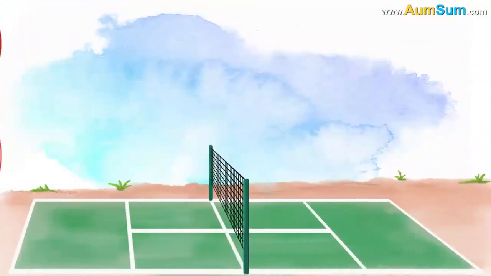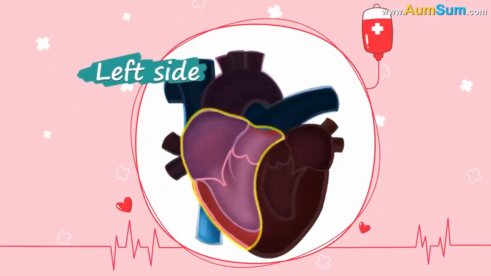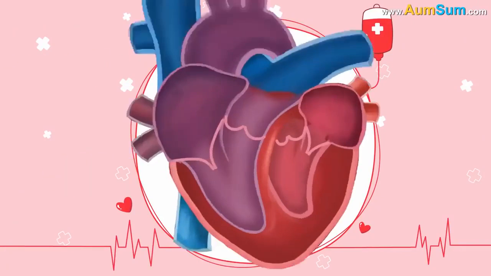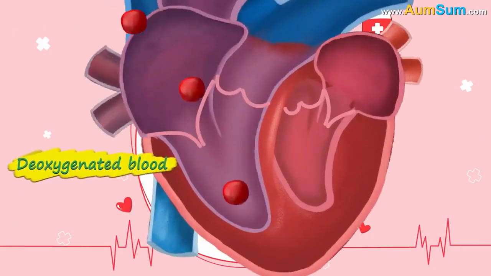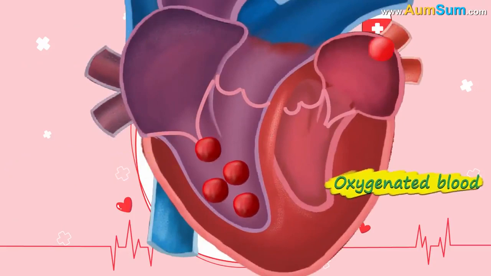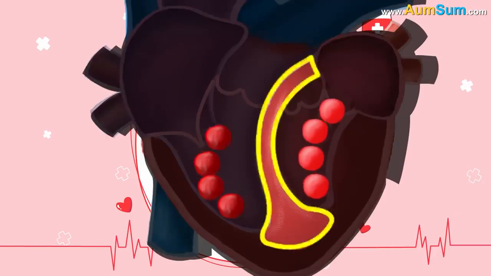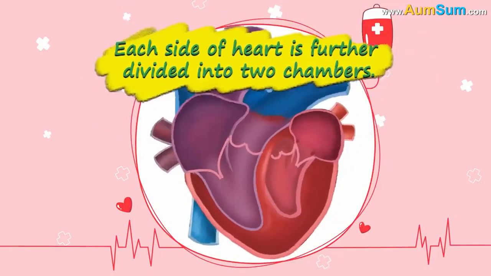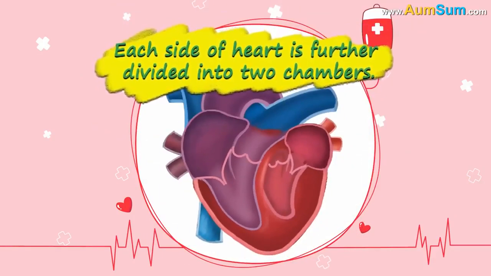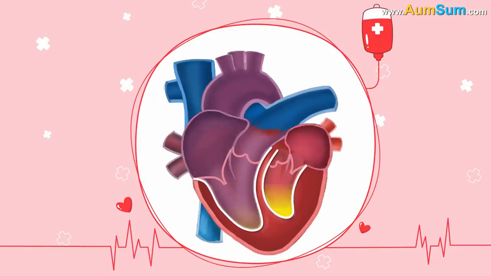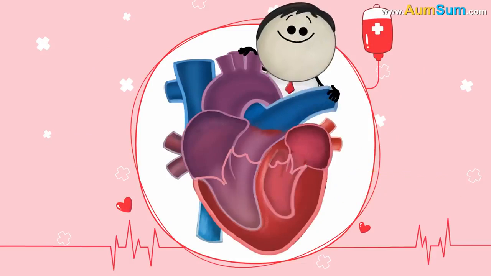Just like a tennis net divides the tennis court into two parts, the heart is also divided into the left and the right side by a wall called cardiac septum. The right side of the heart is filled with deoxygenated blood, while the left side is filled with oxygenated blood. And this dividing wall prevents the blood from mixing. Each side of the heart further divides into two chambers. The upper chambers are called atria, while the lower chambers are called ventricles.